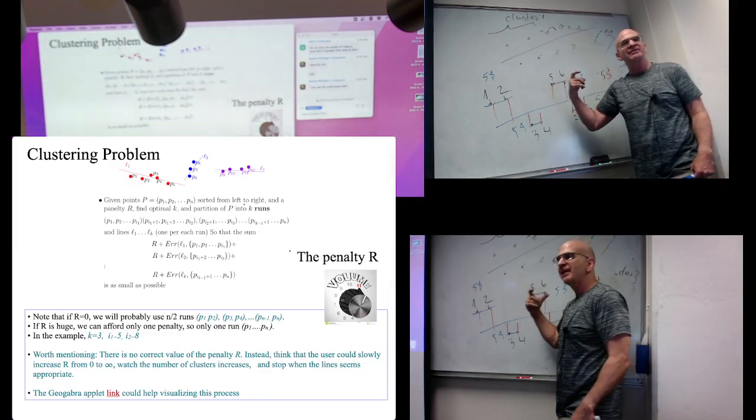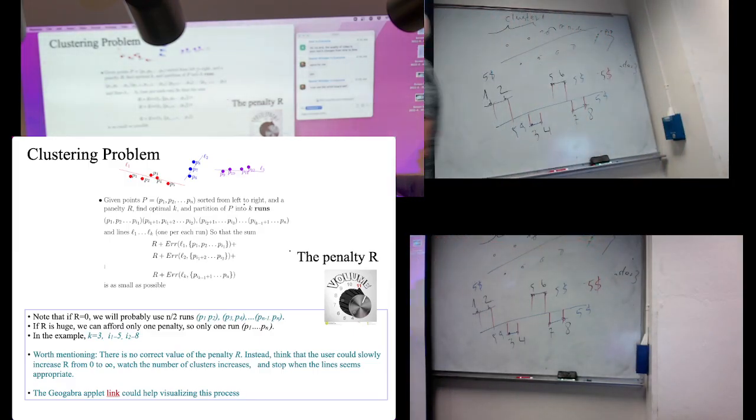There is no correct value of the penalty R. It's something that the user needs to decide or play with, but for every value of R, the problem is well defined. It's a nice optimization problem. The user told you, I want to try R that is $17.